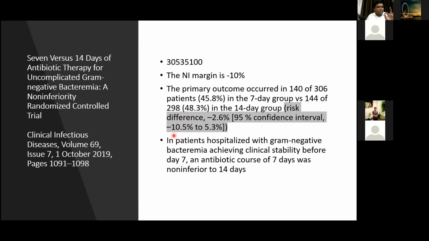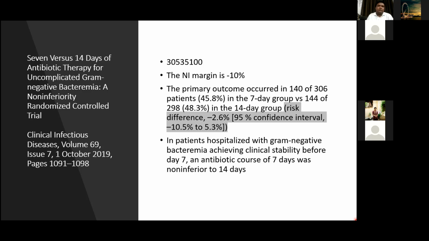You can see that the lower confidence limit is actually crossing this -10, but still the authors claimed that the study was non-inferior. Whenever we find a so-called mistake, I'll put the so-called mistake in quotes, because actually it's not a mistake here. The lower limit is crossing the non-inferiority margin. How come the investigators are claiming non-inferiority, and it has been published in a journal of good repute, that is Clinical Infectious Diseases.